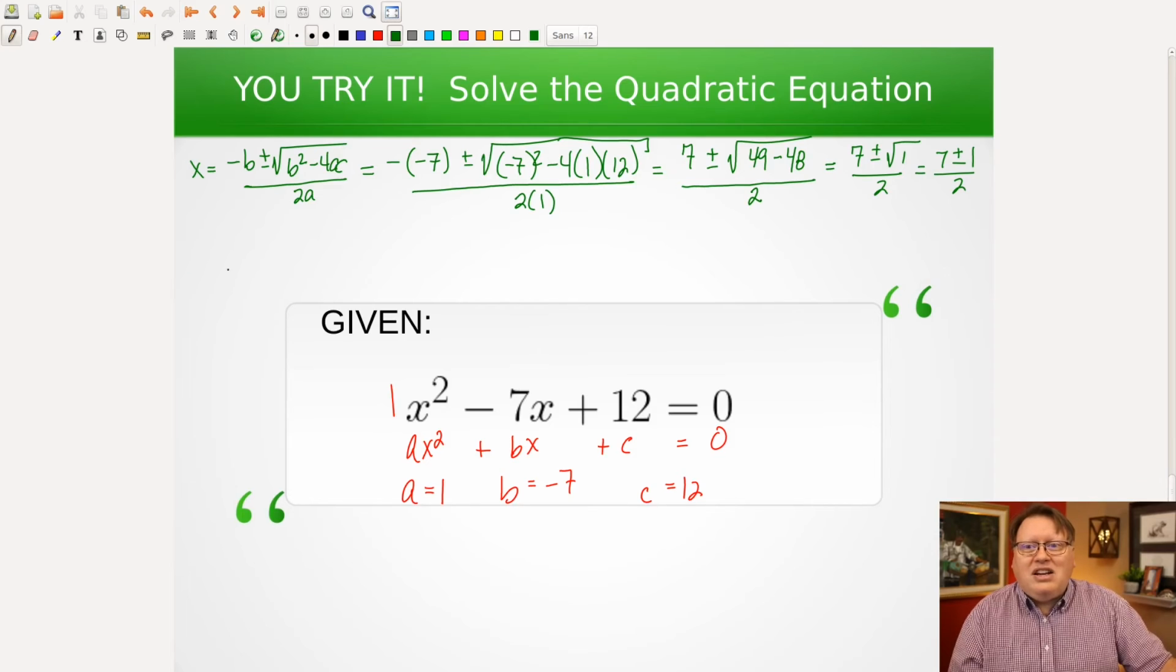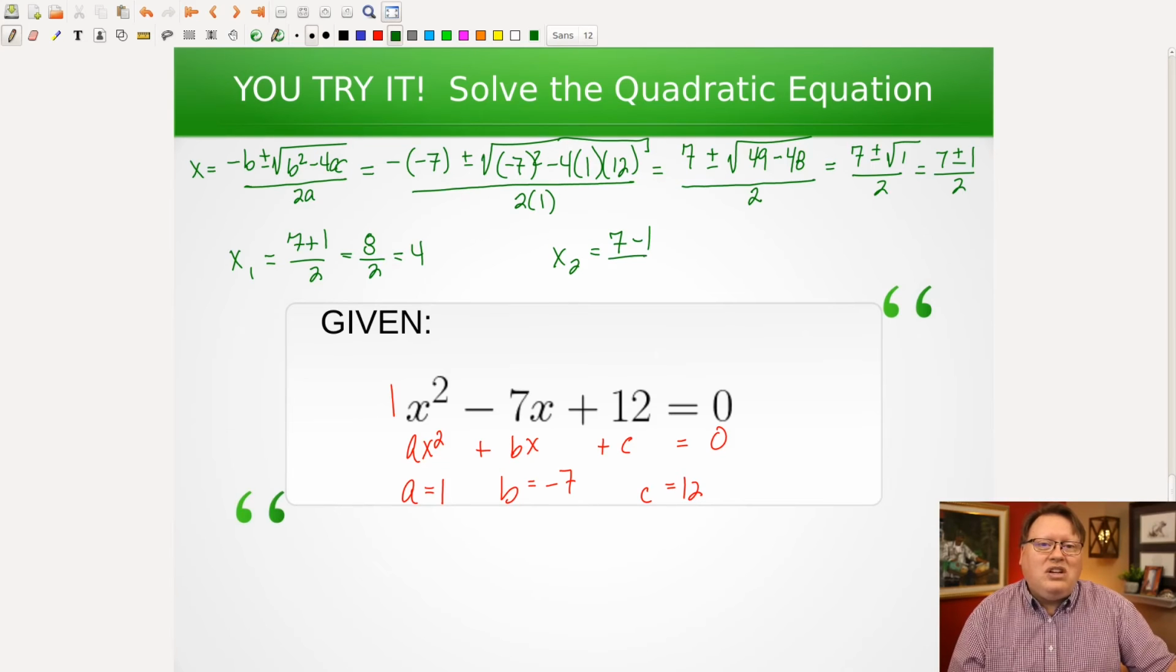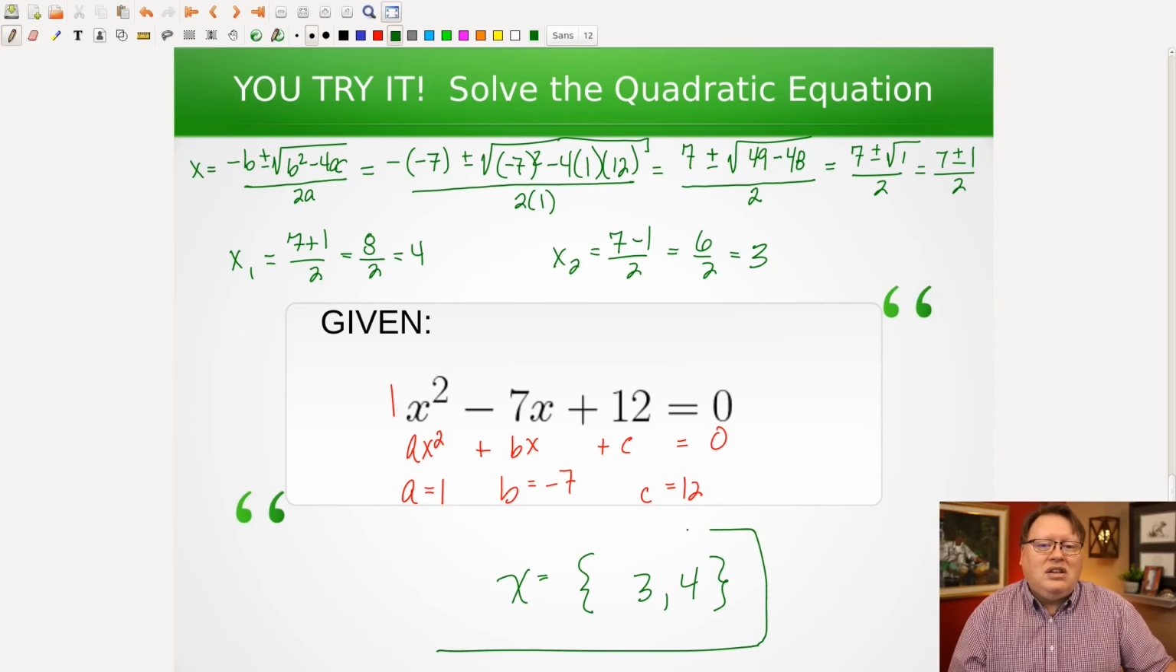If we look at our plus and minus, our first solution is going to be 7 plus 1 divided by 2, which is just 8 divided by 2, which is a 4. And then we have x sub 2. Well, that's equal to 7 minus 1 divided by 2. Again, we're pulling the minus from our plus or minus. 7 minus 1 is 6 over 2, which is just 3. So our solutions here for this quadratic equation are simply 3 and 4. Okay? All right. And there you have it.